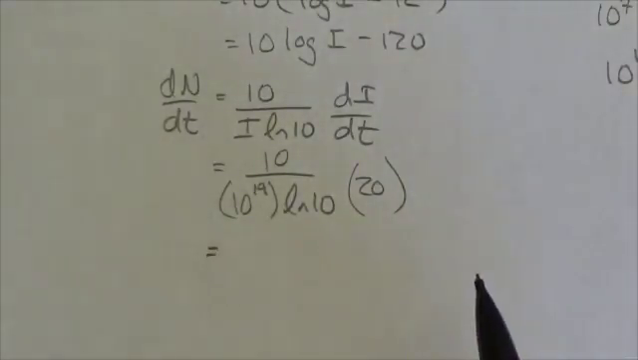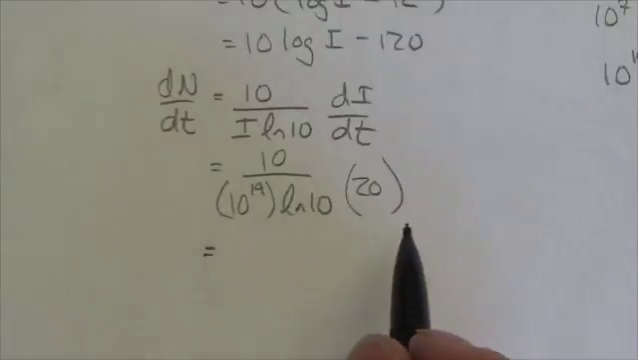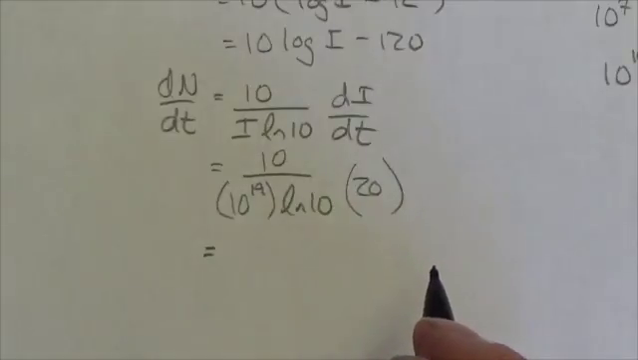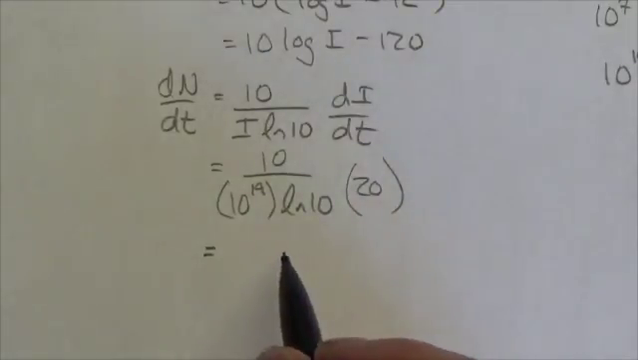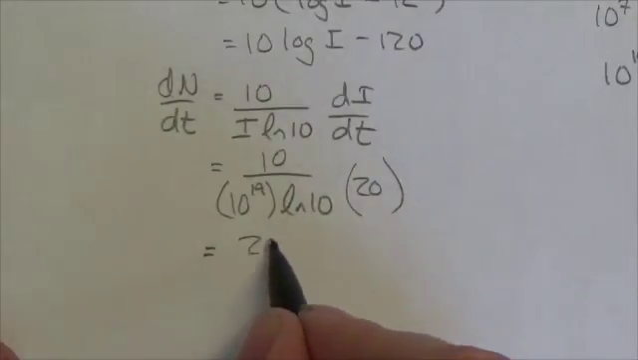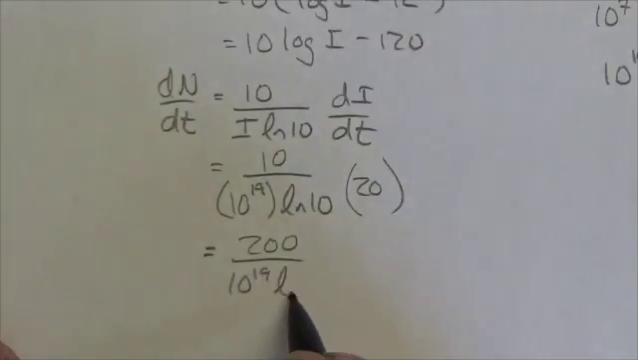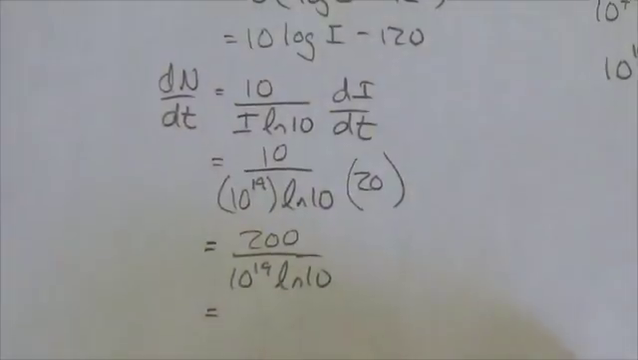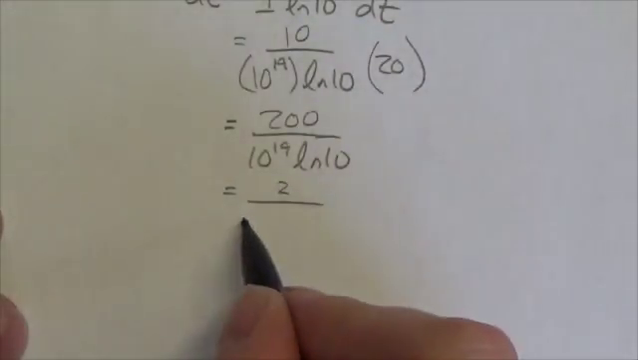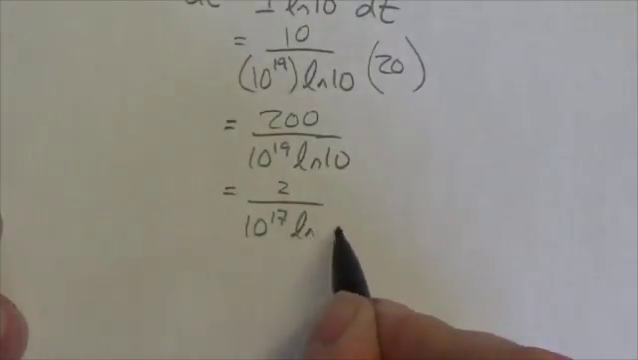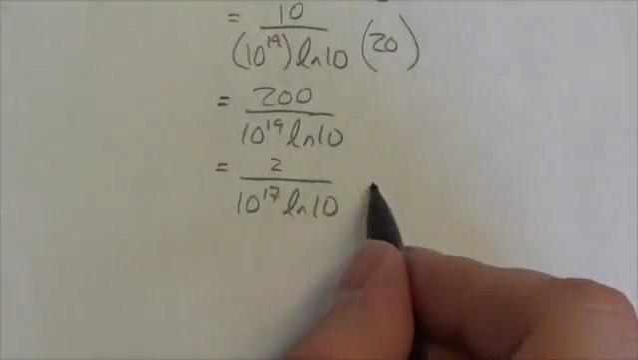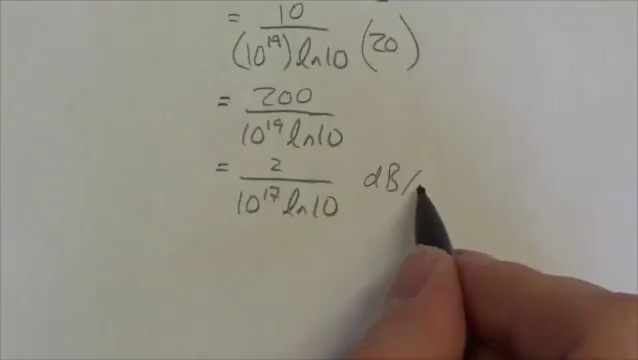Okay? And so now, in the numerator here, I'm going to have 200 divided by 10 to the 19. And actually, we'll do it like this. This is going to end up being 200 over 10 to the 19 natural log of 10. And I'll do a little bit of simplifying, but there's not a whole lot to be done. That'll be 2 over 10 to the 17 natural log of 10 here. And so that's probably not really clear, but this is going to be our decibels per second, I believe.